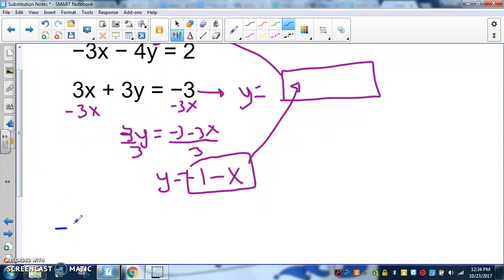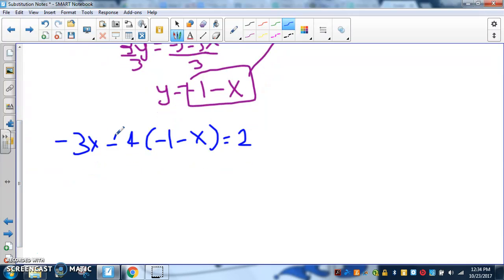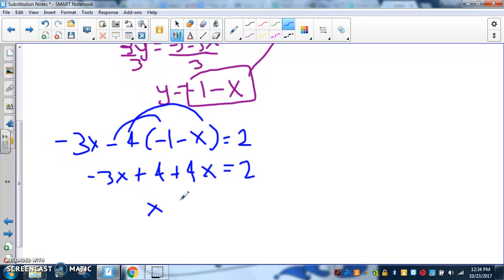Now I need to rewrite my first equation, but again, instead of y, it's negative 1 minus x. This equation is a bit harder than the last one, so let me see if I can do a little magic here. Remember, we're distributing negative 4, not just 4. So I'm going to get negative 4 times negative 1 is positive 4, and negative 4 times negative x is positive 4x. And let's see here, if I played my cards right, I think I get x plus 4 equals 2 when I combine my terms there. Then if I subtract 4 from each side, I get x is equal to negative 2.